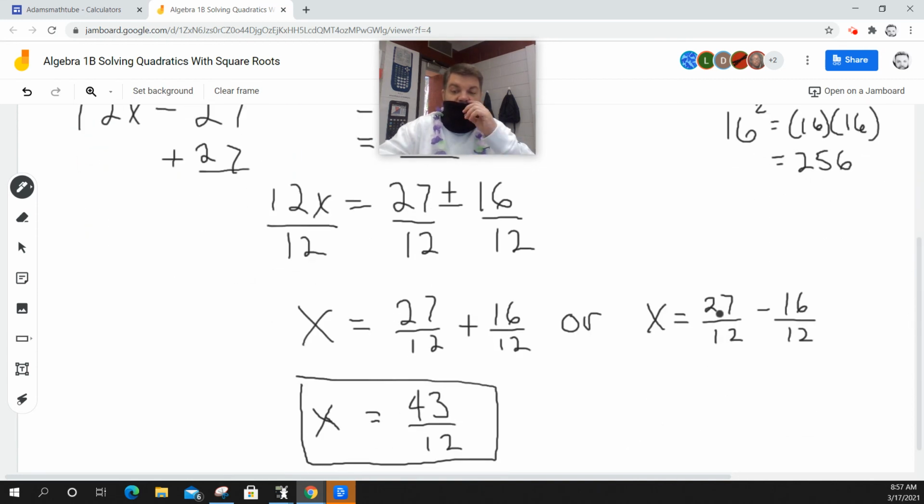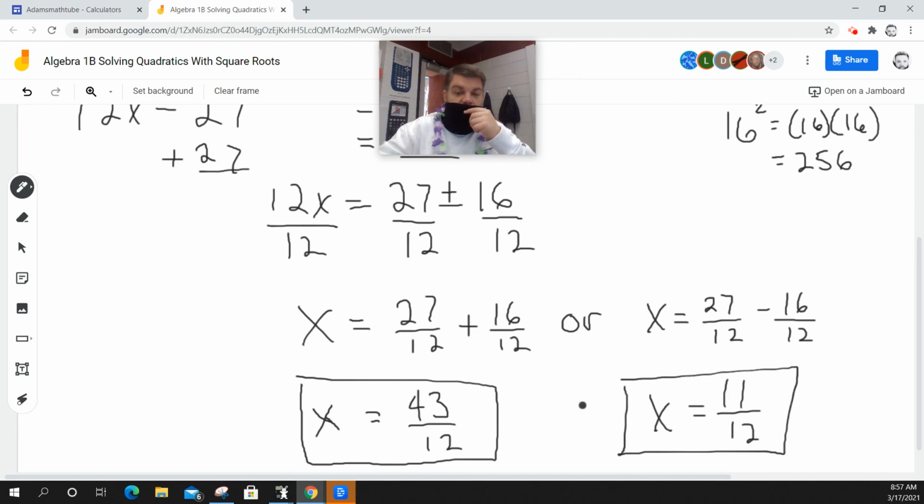So then over here, I'm going to say 27 minus 16, and that's just 11. Again, 11 is a prime number. I can't reduce this any. Those are my two solutions. Okay? Are there any questions on that one?